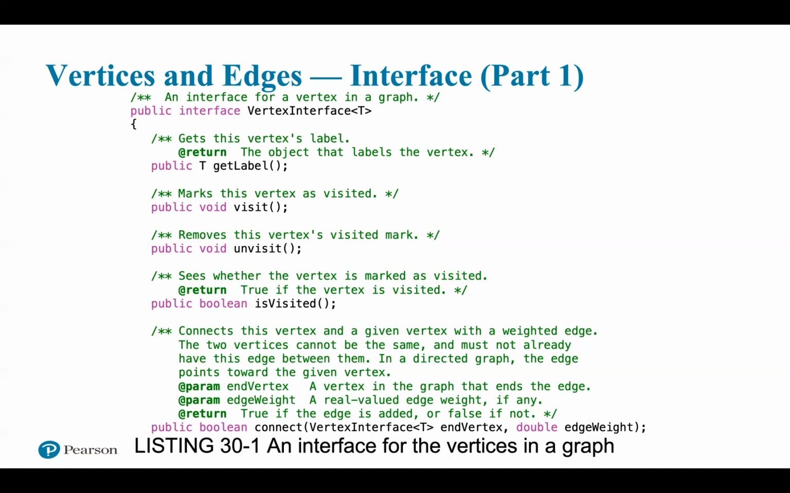And for the Java interface, the interface in Listing 31 that we're showing specifies the vertex operations that we have just introduced. The generic type T represents the data type of the objects that label a vertex.